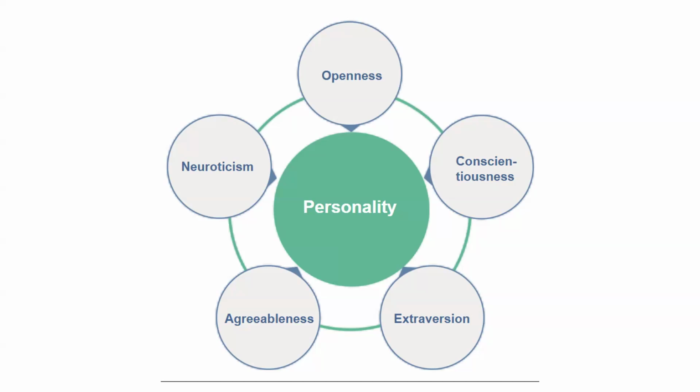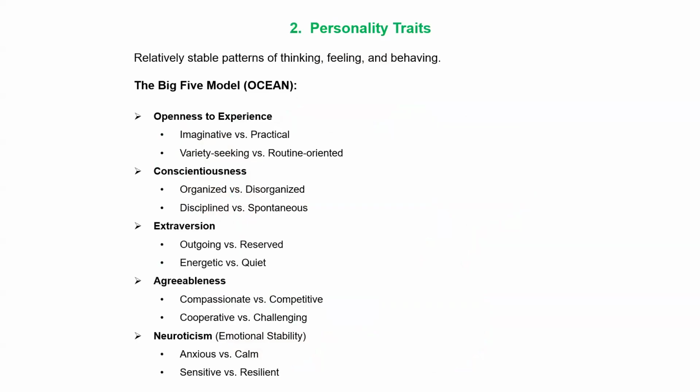openness, conscientiousness, extraversion, agreeableness, neuroticism. Let's see. Personality traits. There are personality traits because some can tolerate, but some can't tolerate. Even in the exam, some students fail in all the subjects and they tolerate it. But some students can't tolerate. Why is there that difference?